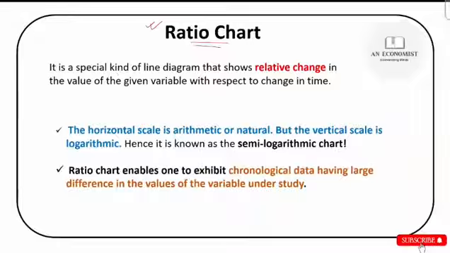So a ratio chart is a special kind of line diagram that shows the relative change in the value of a given variable with respect to the change in time. It is a special case of the line diagram, and it shows the relative change instead of the absolute change. It focuses on the relative change of the value of a given variable with respect to time.